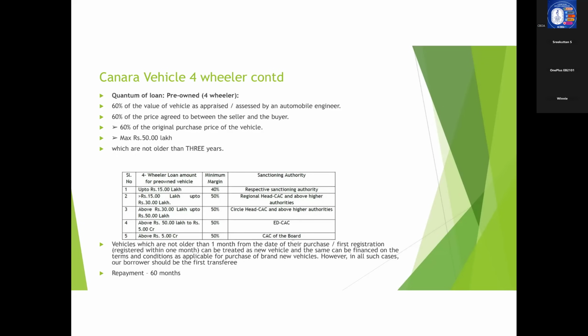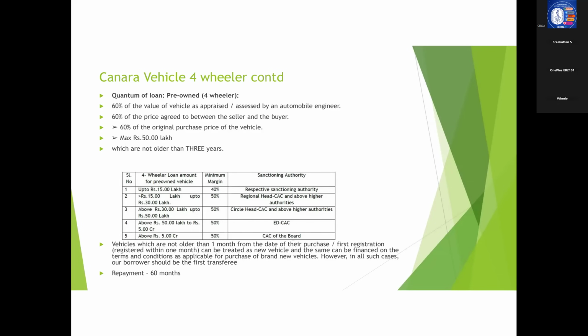What you have to see is the margin percentage for each loan amount. The margin is very easy to remember. Up to 15 lakhs only, the minimum margin is 40, and above 15 lakhs, up to 30 and beyond, it is always 50%.